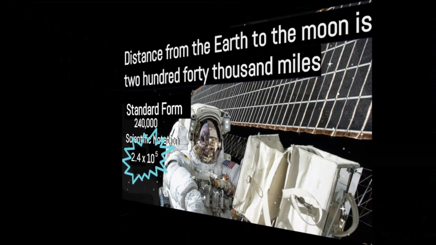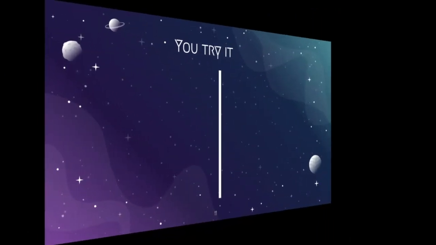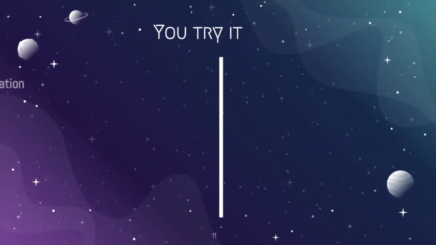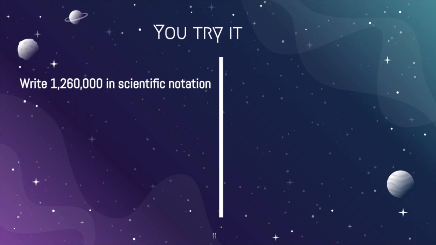All right, I think I'm done. Why don't you try on your own? Here's an example. Write 1,260,000 in scientific notation. Don't worry, I'll wait. Okay, I'm tired of waiting. Hopefully you got 1.26 times 10 to the 6th power.